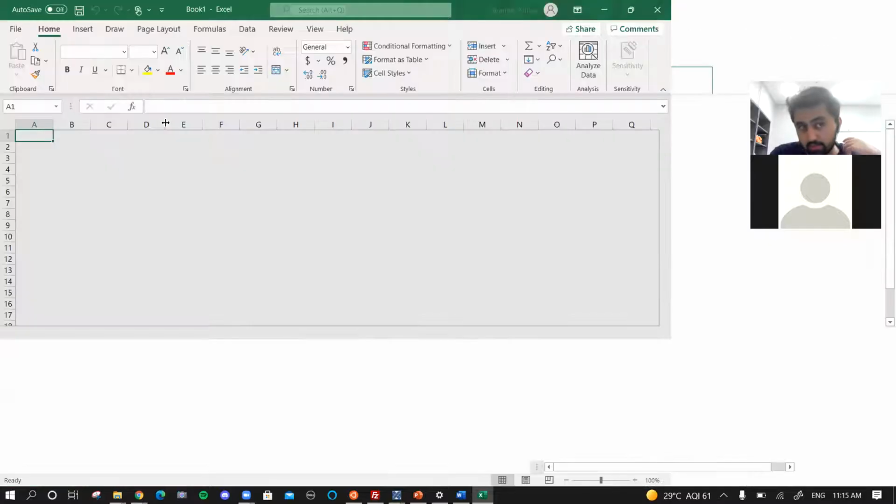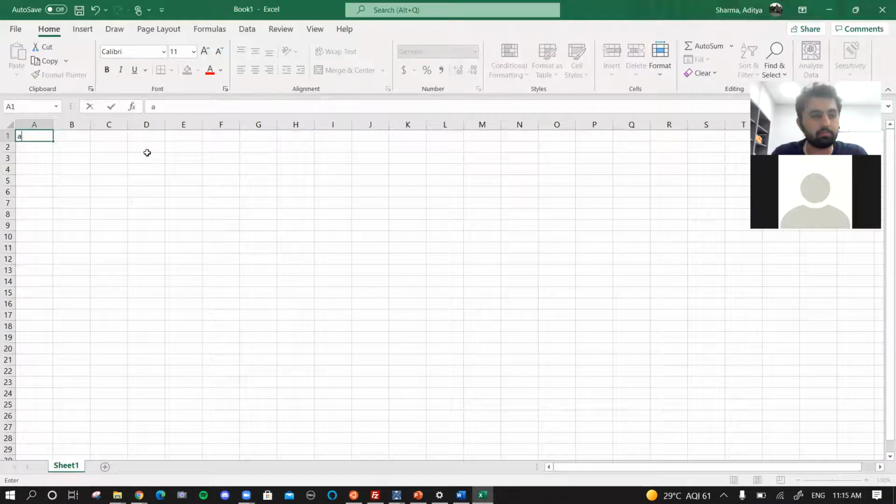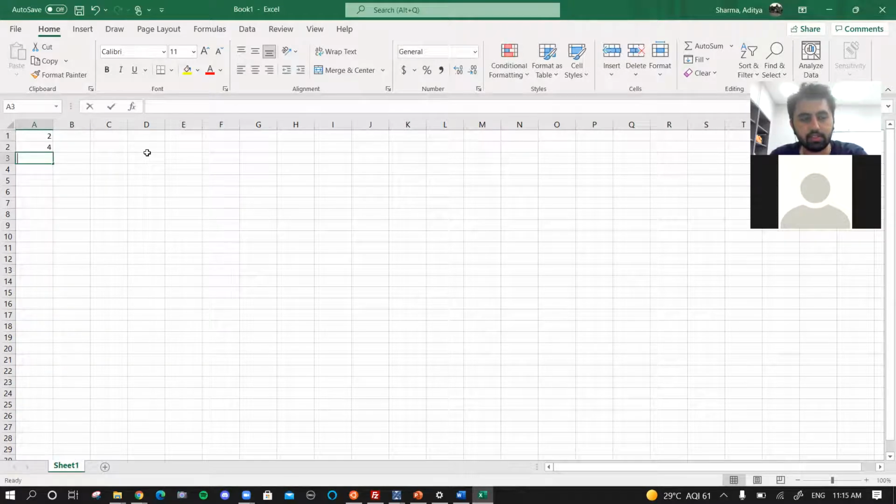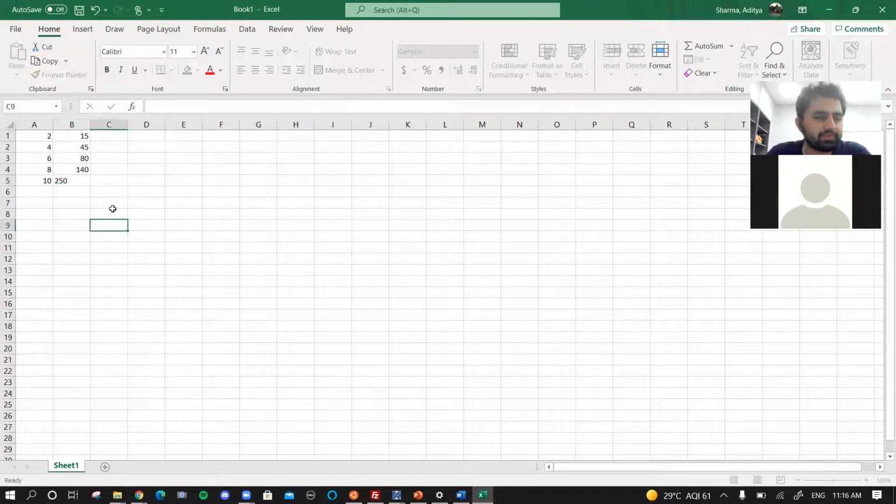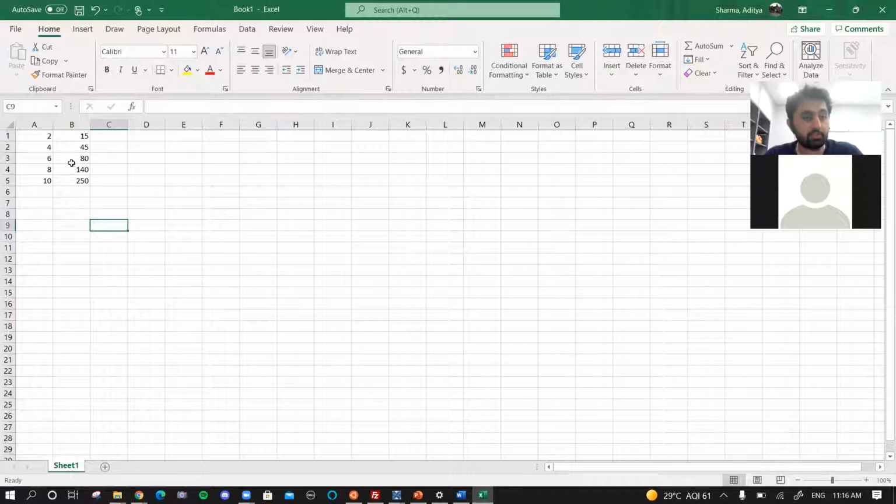So we'll open Excel, some column A, some column B, whatever. Actually, I don't need to write that. So enter some values. We'll have 2, 4, 6, 8, 10. And then some values here, 15, 45, 80, 140, 250. So let's say these are 2 set of values.